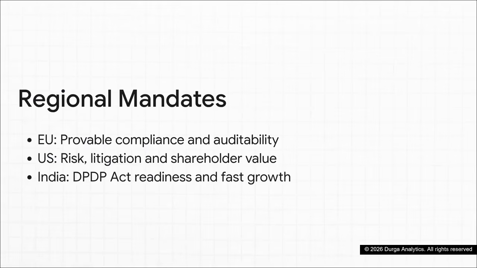The second pressure is regional. Your definition of success actually has to dynamically shift depending on your geography. If you're in the EU, provable compliance and auditability under GDPR or DORA is your #1 criteria. But in the US, it's much more about minimizing litigation exposure and maximizing shareholder value, often driven by strict regulations for banking models. And if you're in India, it's about speed to a defensible baseline under the new DPDP Act. Your charter must reflect the dominant regulatory driver of your specific region if you want it to be truly effective.